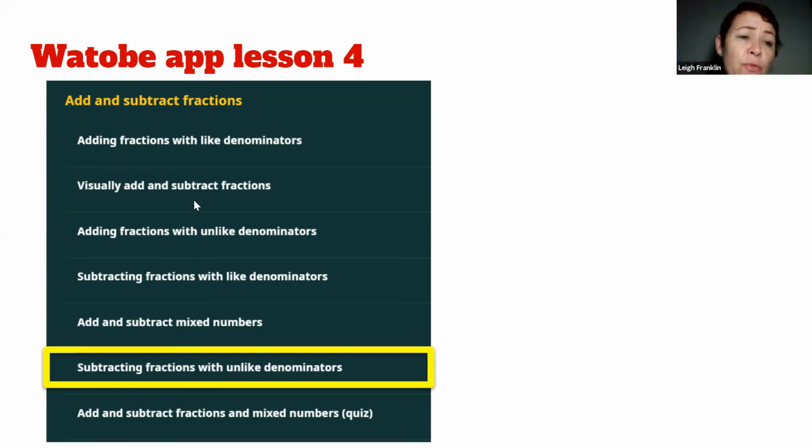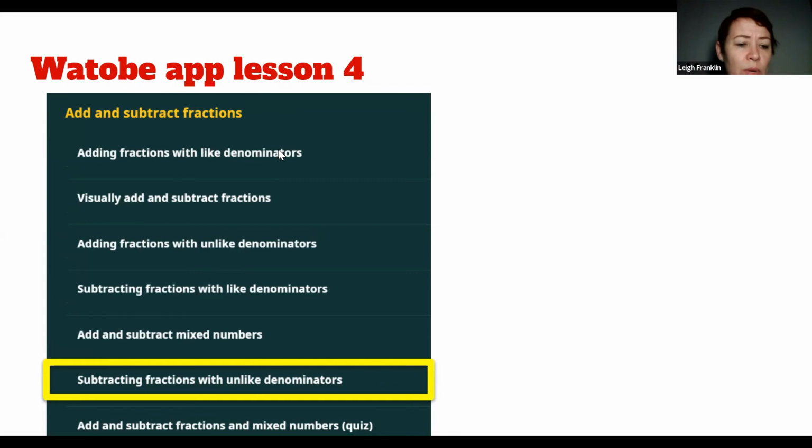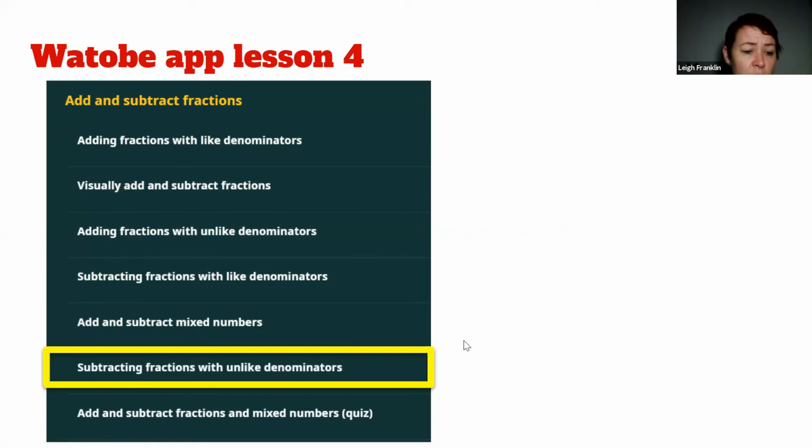If you've got time, and I know time is always difficult for us, you could actually try any of the things here. Adding fractions with like denominators would be easier. Adding fractions with unlike denominators would be a little bit more difficult, but you should also try the add and subtract mixed numbers, and there's even a quiz down there for you to practice before we have our test at the end. If you've got time, all of these would be suitable for you.